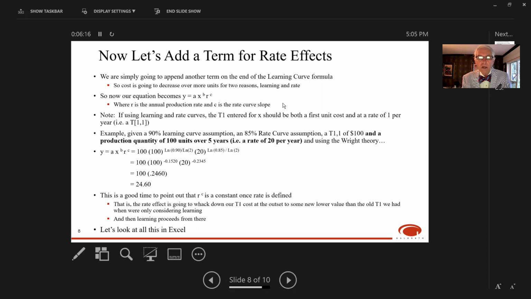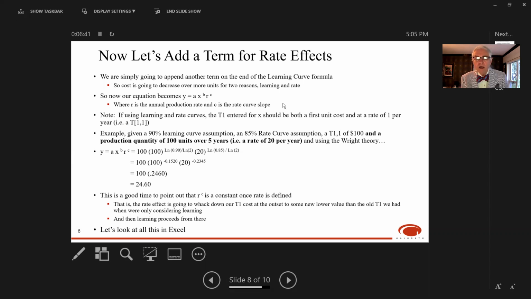And the usual notation for that learning first unit and rate of 1 per year is T 1,1 that you see there. So for example, given a 90% learning curve assumption, and let's assume an 85% rate curve assumption, a first unit cost of 100, and a T11 of 100, and a production quantity of 100 units over 5 years, that's a rate of 20 per year.